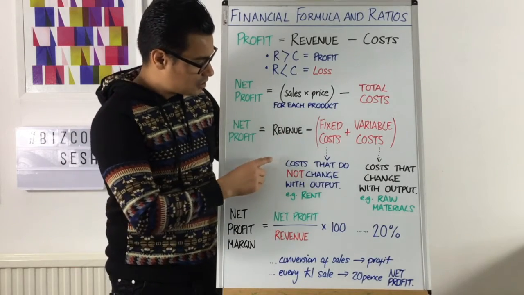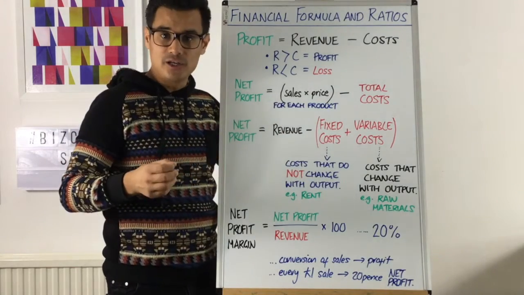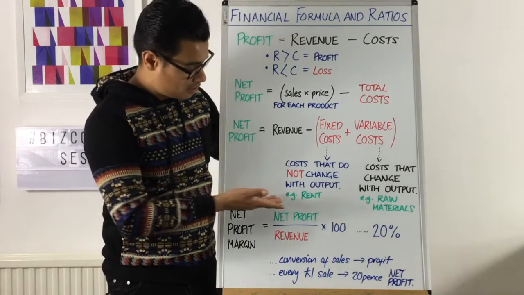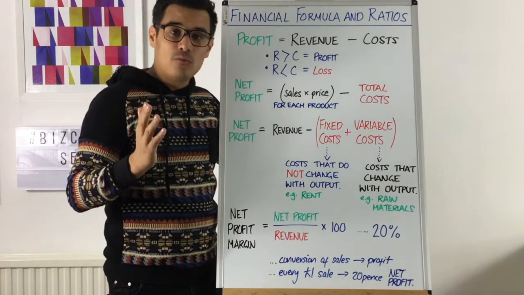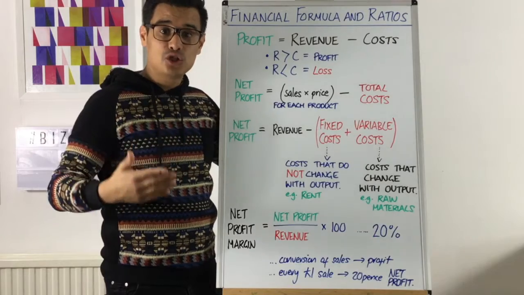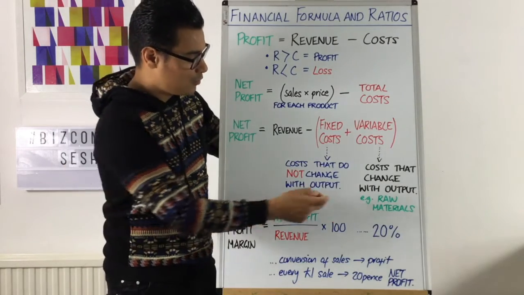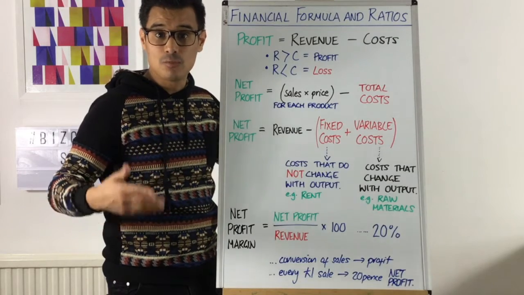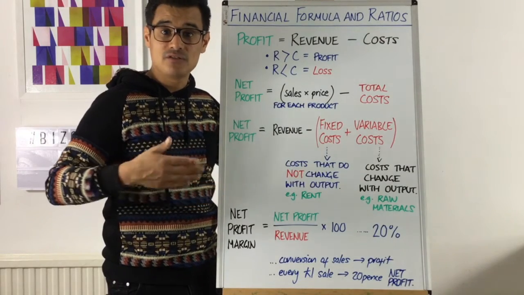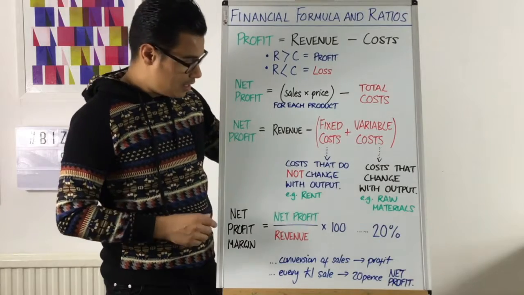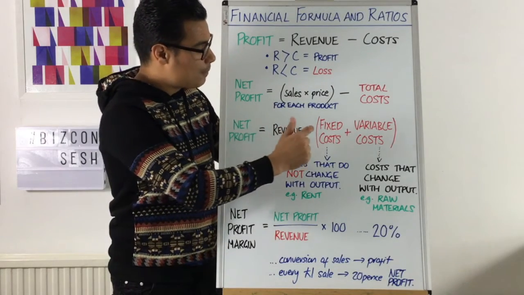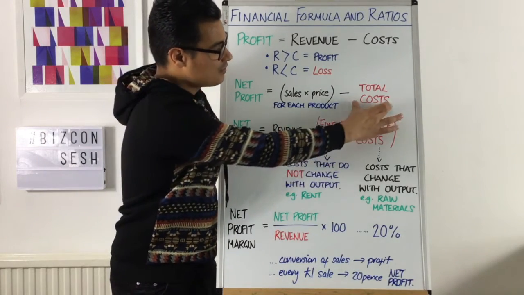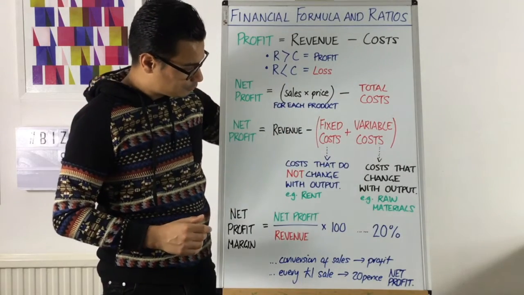And fixed costs are costs that do not change with output, such as rent. Meanwhile, variable costs are costs that do change with output. Example of that would be raw materials. If you're making t-shirts, you need more cotton or polyester to make those t-shirts. Every t-shirt you make, you need more of it. So net profit equals revenue minus fixed costs plus variable costs, which is effectively your total costs.